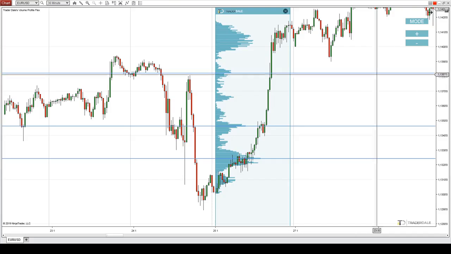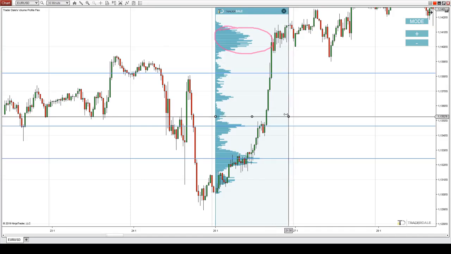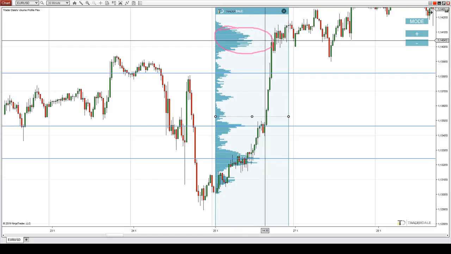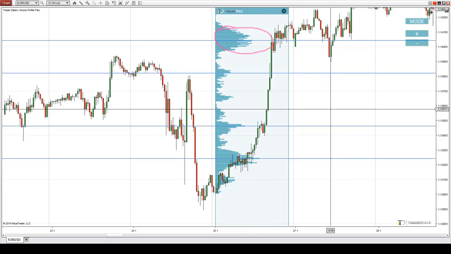Alright, and the next significant volume cluster is this one. This is where the rotation begins, but at the time when the trend was going upwards, we didn't really know that, right? So next level would be in here. So let's now have a look at the reactions to the levels.